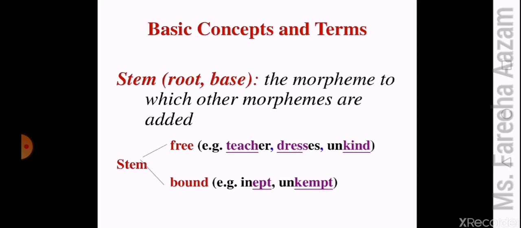Now I would like to explain the examples, the basic concepts and the terms about the free morpheme and the bound morpheme. First, stem. Stem means root or base, the morpheme to which other morphemes are added. For example, in stem you are talking about free and bound. There is a word teacher. Teach is a free stem, while er is not free. Similarly, there is another word, dresses. Dress is the stem or the root or the base word, and it is free. It may stand alone, while es can't stand alone.